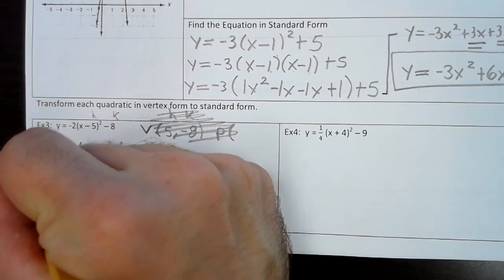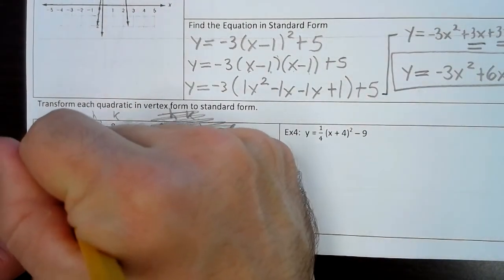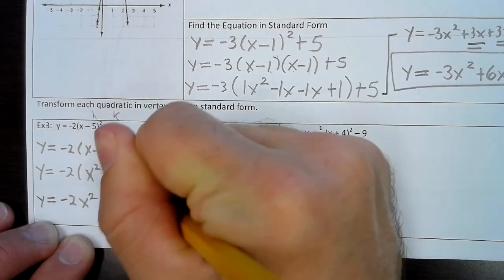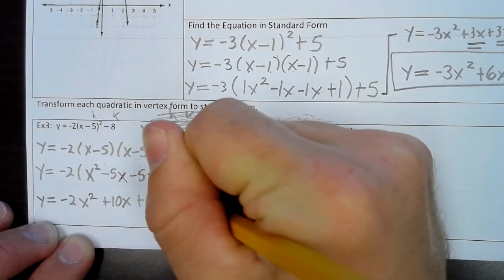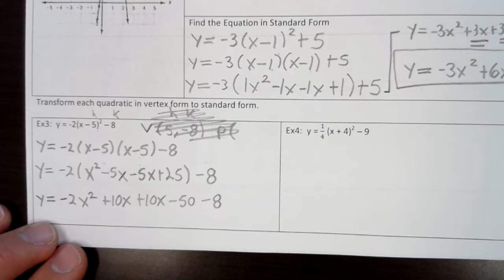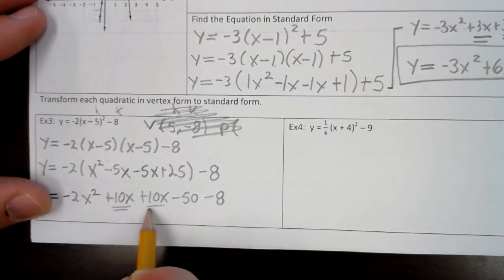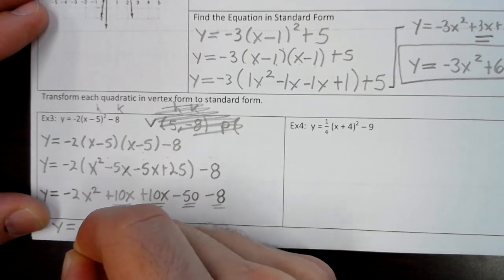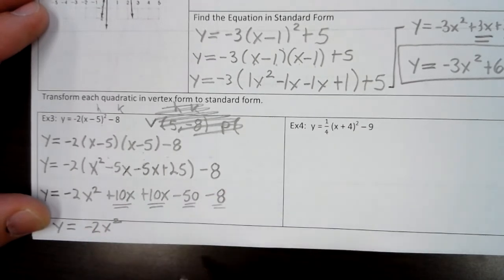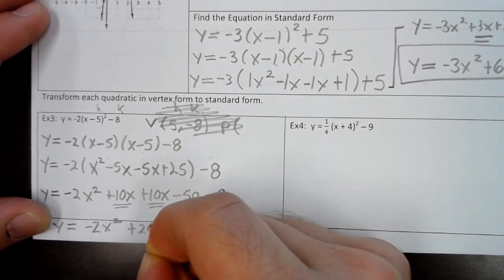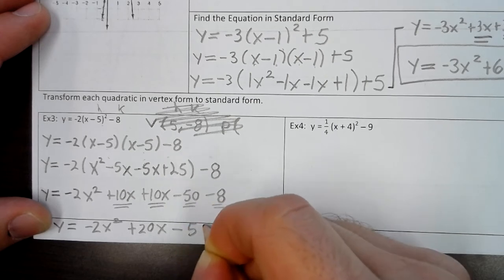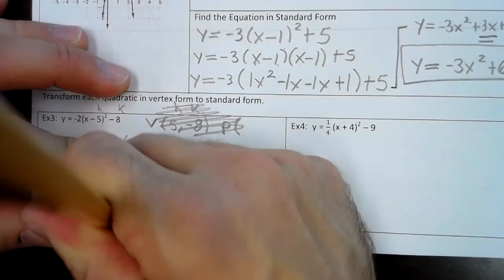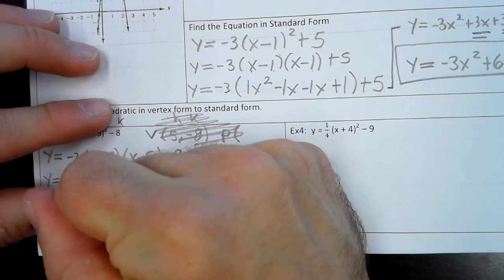Now we distribute the negative 2. Y equals negative 2x squared plus 10x plus 10x minus 50 minus 8. So we combine the x's, combine the constants. So y equals negative 2x squared plus 20x minus 58. And that 2 might be a little hard to see, so let me rewrite that. That's a 2.